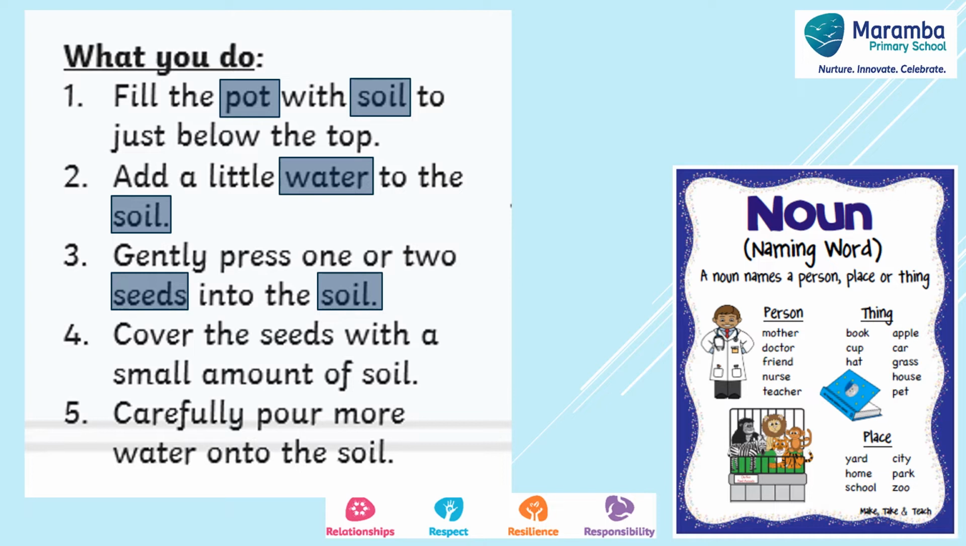Now let's have a look at step 4 and 5. Can you find any more nouns? The nouns in step 4 are seeds and soil. And in step 5, water and soil.